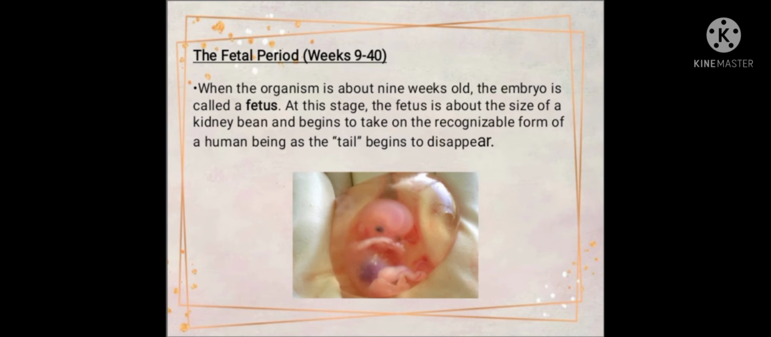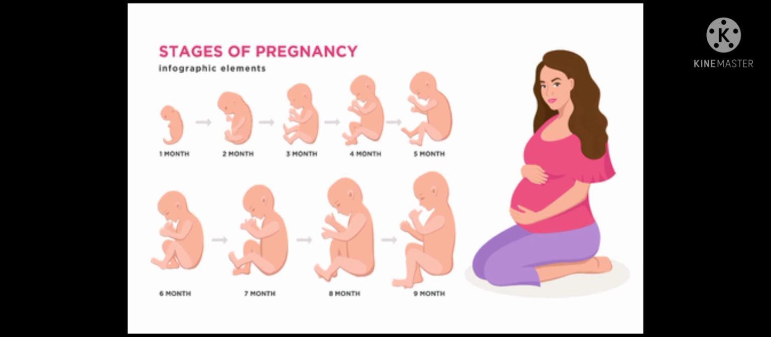The fetal period, weeks 9 to 40. When the organism is about 9 weeks old, the embryo is called a fetus. At this stage, the fetus is about the size of a kidney bean and begins to take on the recognizable form of a human being as the tail begins to disappear, and the rest of the organs also finish developing to become fully functional.